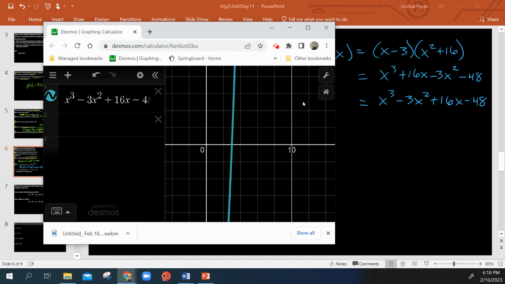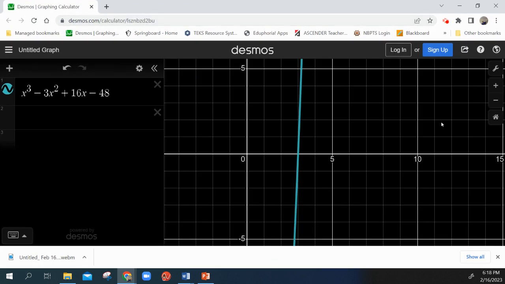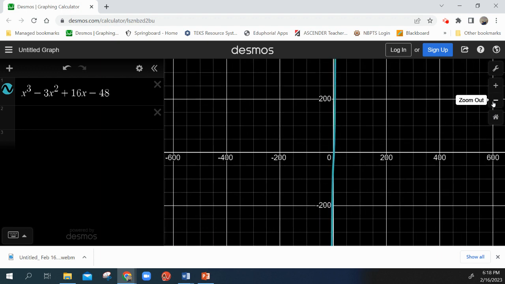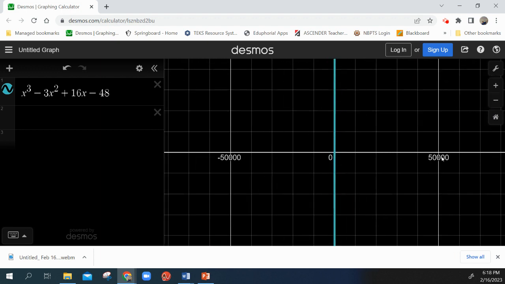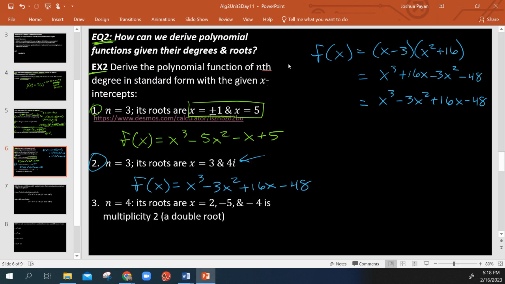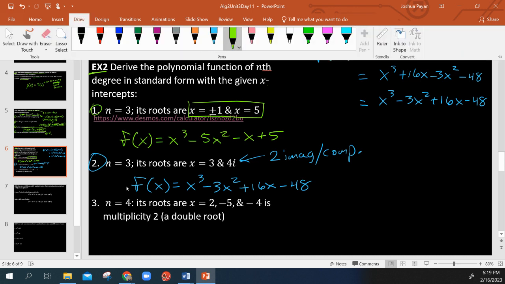I should have 3 x-intercepts, right? But unfortunately, when I zoom out, no matter how far I zoom out, so I'm literally at 50,000, the x-intercept happens only at 3. So all that really means is I only have one real x-intercept, which makes sense because this gave me two imaginary or complex, what do you call it, intercepts. Okay, but there's still 3 there.